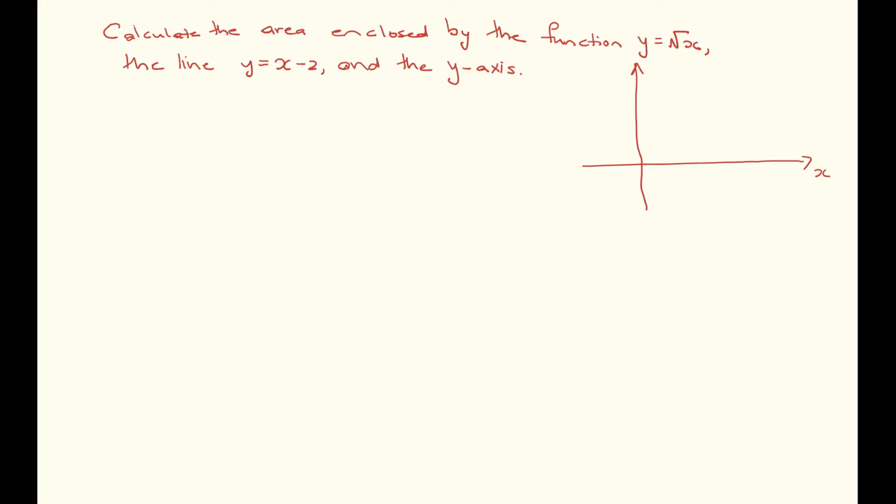And if we've got y equals root x, it is going to look something like that. That's y equals root x. And then if we draw in the line y equals x minus 2, it's going to go through -2 and 2, like that.